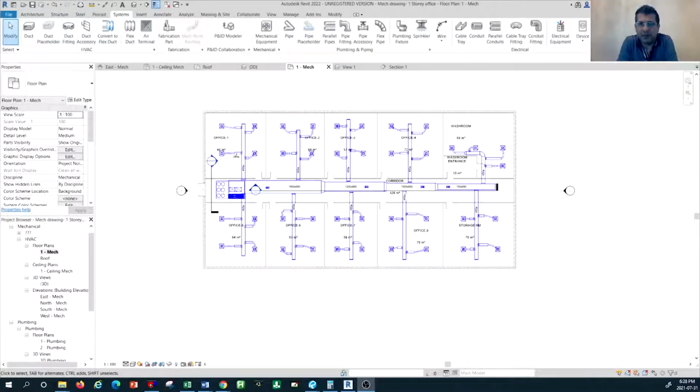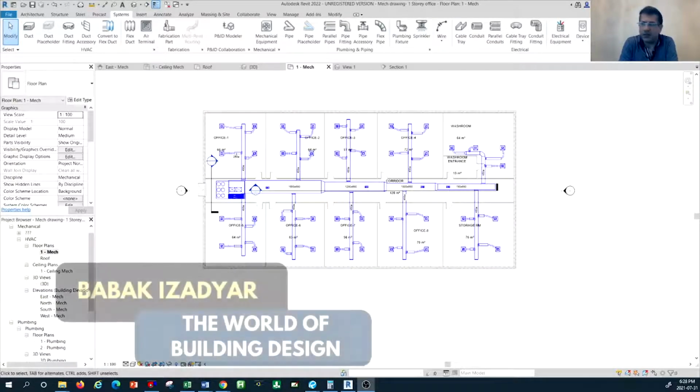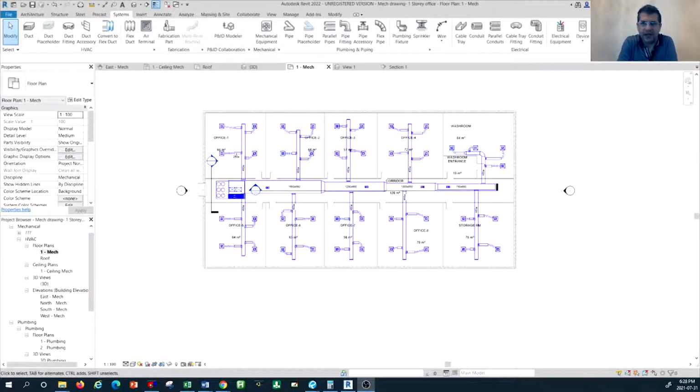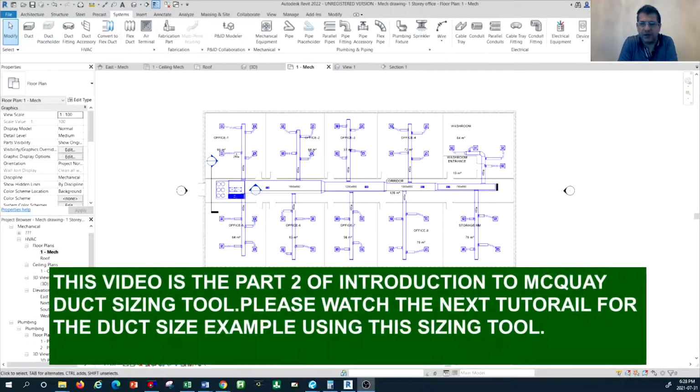Hello everyone, welcome back to another episode of HVAC System Design Tutorial with the channel of the World of Building Design. So in this tutorial, I would like to introduce to you an example for which we would like to practice the duct sizing and how we can create the ductwork for a small one-story building.